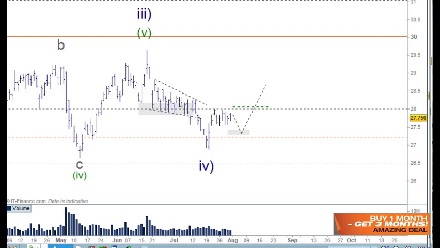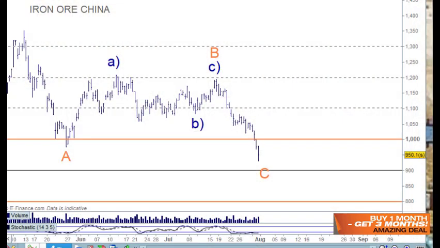Now, the resource sector. So iron ore is just the 4-hour chart. It still has further to go down. It looks like here that we've got 1 and 2 in here, and 3 here, and 4 here, and 5 coming down. So there's probably a little bit more to come down here for this. So we'll just basically watch it.